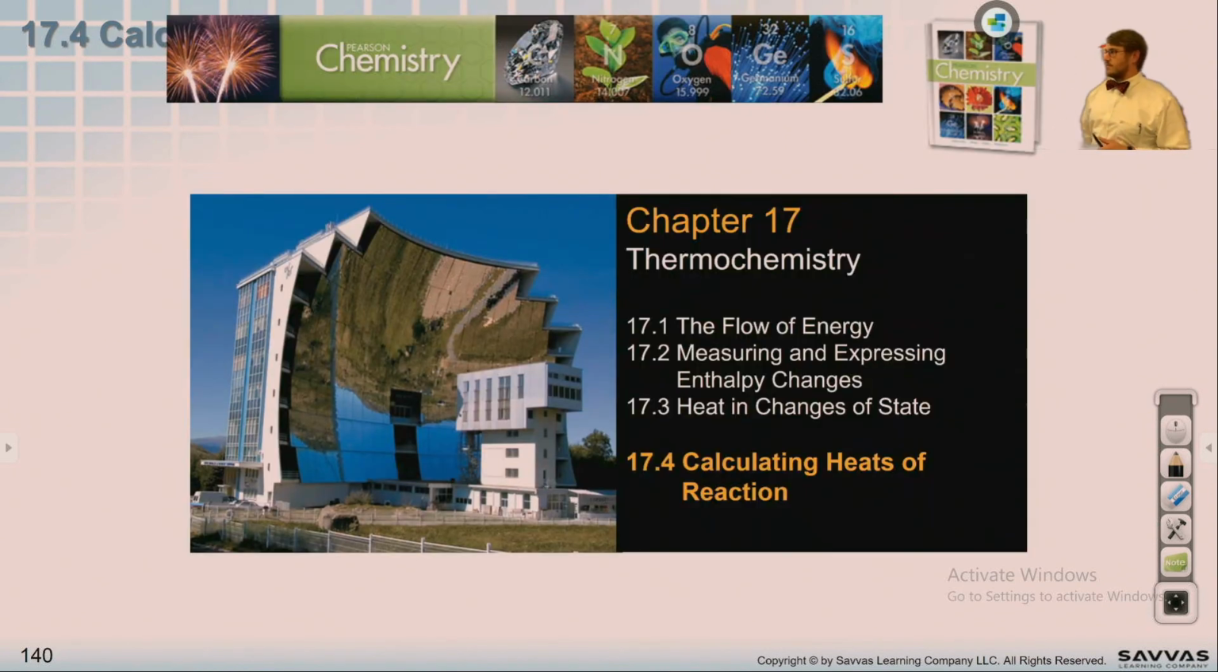That's the end of chapter section 17.3. The last one would be heats of reaction, and I'm actually going to put this into a second part, so I'm going to pause and end it right there. Go dogs. Good job on part 1.